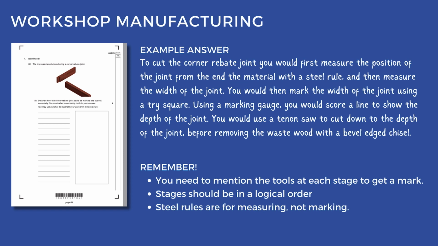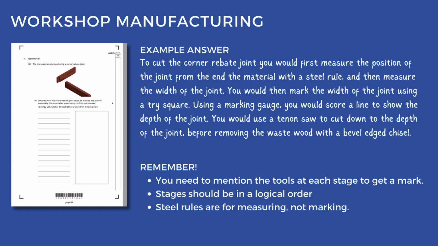You would use a tenon saw to cut down to the depth of the joint before removing the waste wood with a bevel edge chisel. So let's see where the marks would be awarded. The first sentence talks about measuring the position of the joint from the end of the material with a steel rule, so that would pick up a mark, and they've also talked about measuring the width of the joint. So that whole first sentence would definitely attract 1 mark.